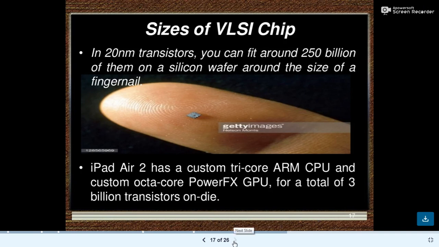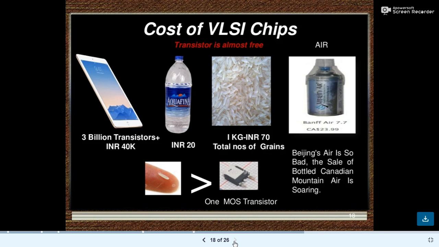And okay, in the past years you have seen how big the technology was, and now you can see how the technology has been growing. Okay, so cost of VLSI chips. Now let us understand the costing. Okay, so 3 billion transistors and its pricing is around 40,000. Okay, Indian rupees 20.